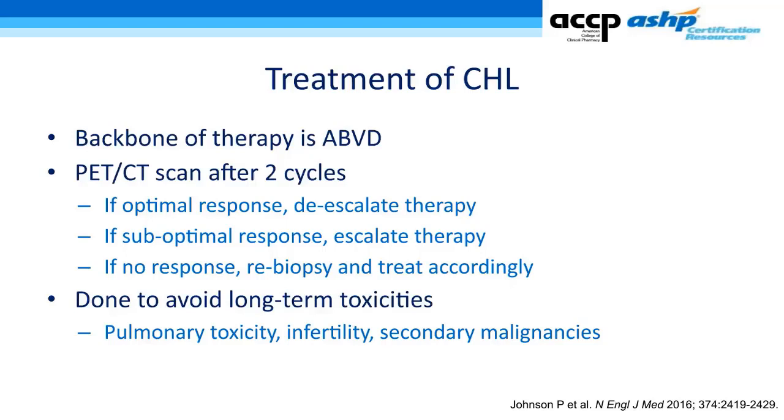If the patient has an optimal response, you would de-escalate therapy, so drop the bleomycin or proceed to involved site radiation therapy. If the patient unfortunately has a suboptimal response, you could escalate therapy, so move to a different chemotherapy regimen or explore another treatment strategy. And if the patient doesn't respond at all, you would actually rebiopsy them and treat according to the results. And again, this is done to avoid long-term toxicities, as I said, mainly the pulmonary toxicity of bleomycin, but also infertility and secondary malignancies, given the age of most patients with Hodgkin's lymphoma.